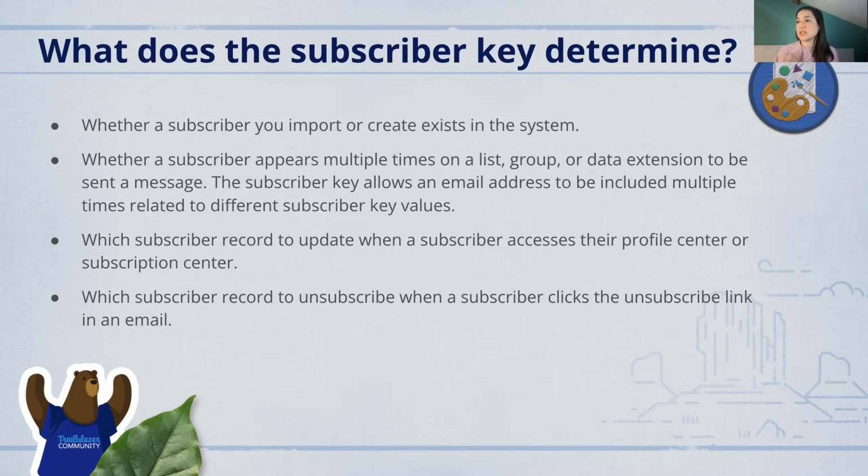And then also which subscriber record to unsubscribe when a subscriber clicks the unsubscribe link in an email. That's really important for our CAN-SPAM compliancy, for our GDPR, for any privacy policy, wherever we are in the world, you need to unsubscribe people correctly. So if the subscriber ID is not there, then we wouldn't be able to identify who we should unsubscribe in the first place.